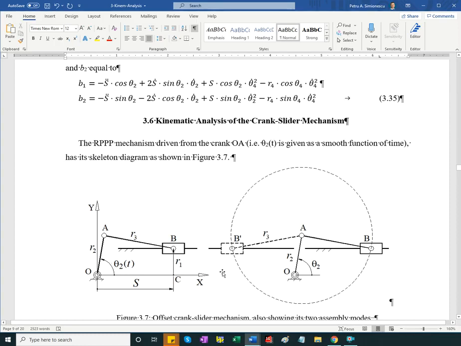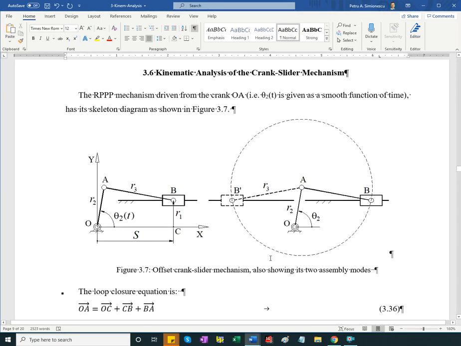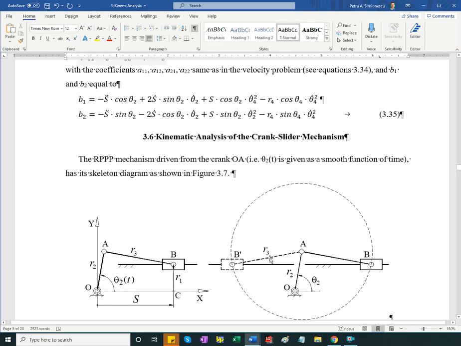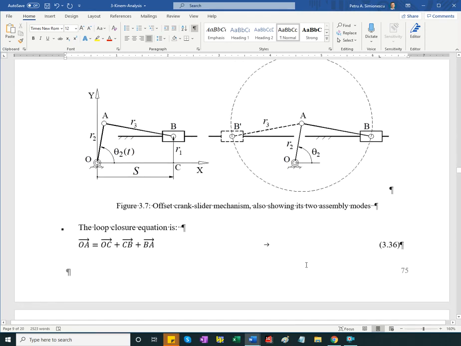Crank is the input. Know that for a given angle theta 2, we can have two assembly modes. So I have the line of sliding. I have theta 2, say it's at 80 degrees, and I can assemble the piston or the slider either to the right or to the left. You will see it has to do with a plus minus sign in a quadratic equation. So a proper vector loop equation.